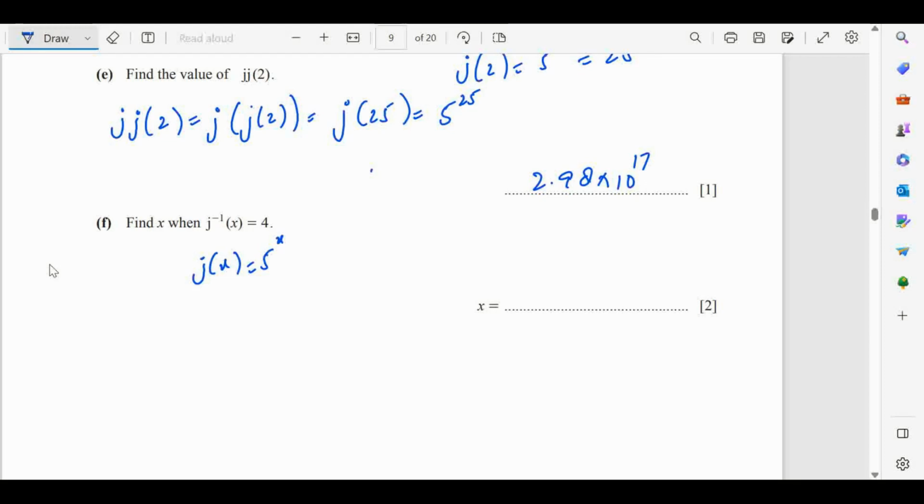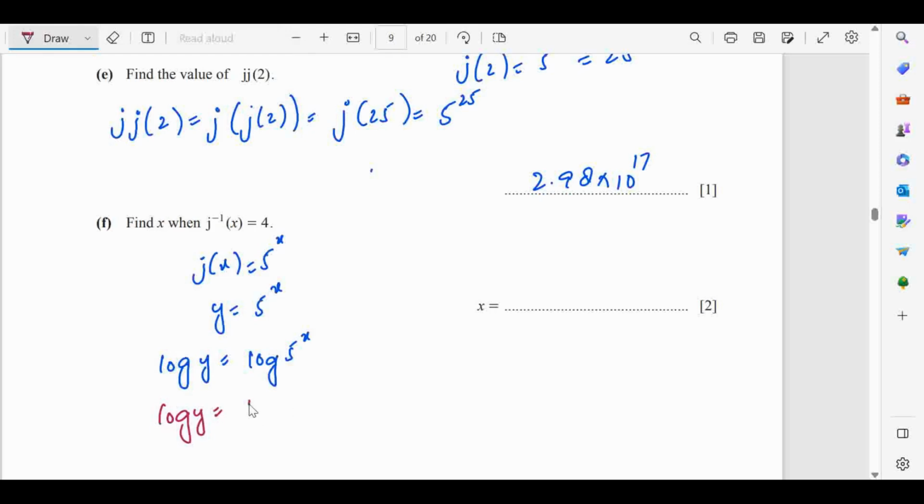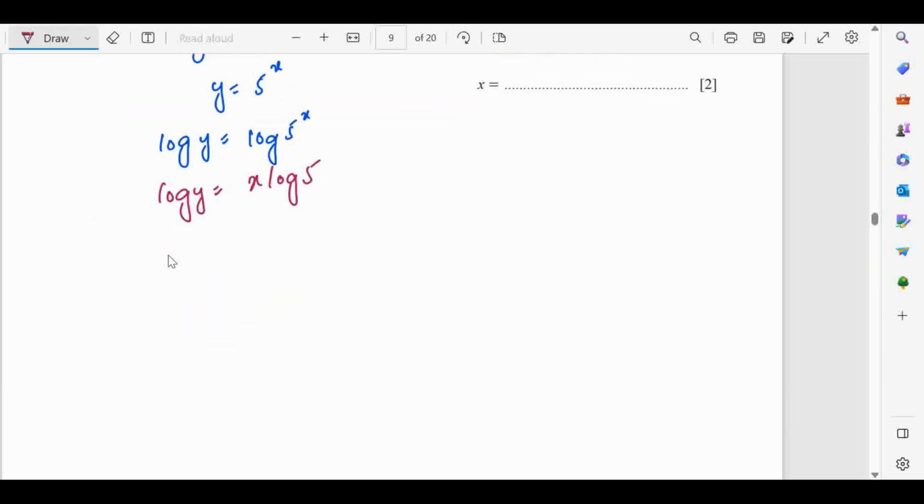j of x is equal to 5 power x. First of all, let's find j inverse of x. Let y equal 5 power x. If we take the log on both sides, log of y is equal to log of 5 power x. Using the log properties, log of y is equal to x into log of 5. If we rearrange it, x will be equal to log of y divided by log of 5. So j inverse of x will be equal to log of x divided by log of 5.